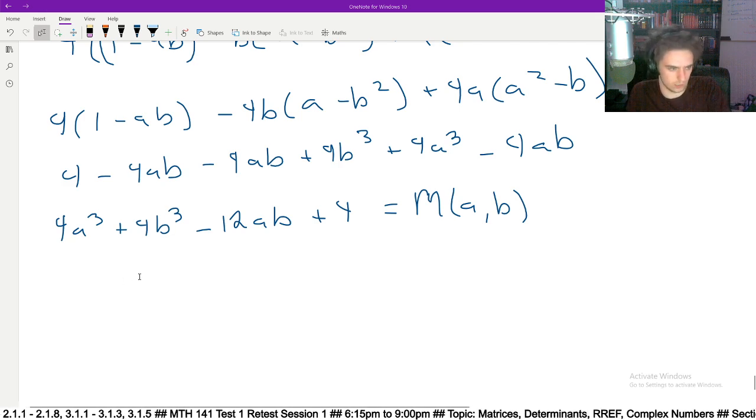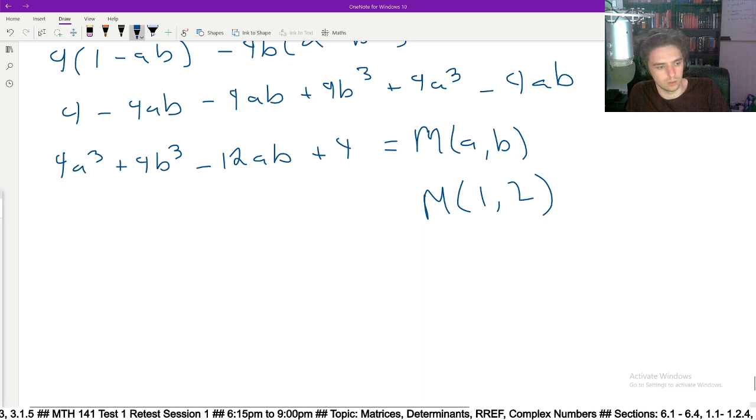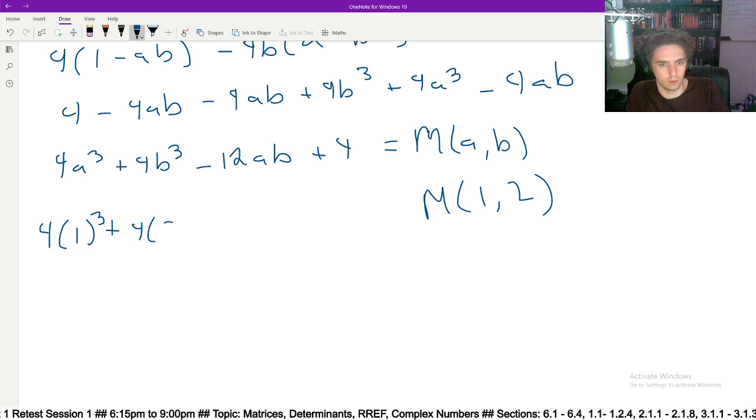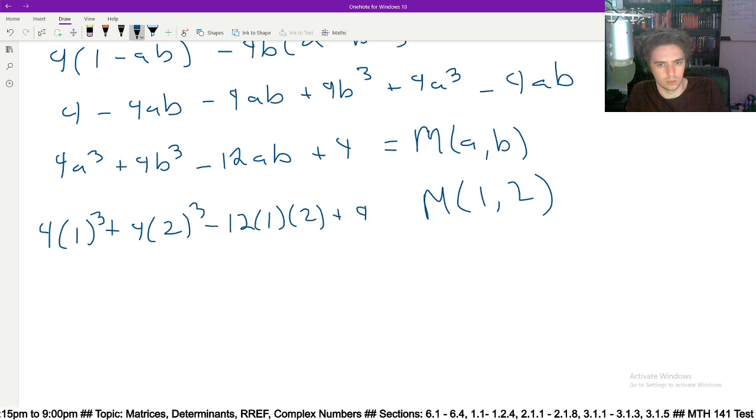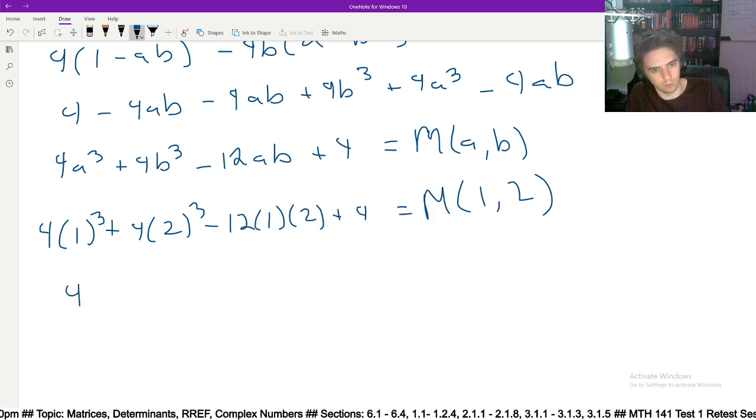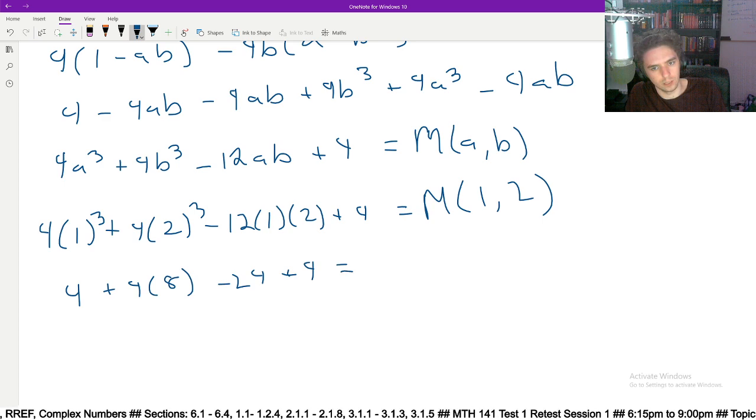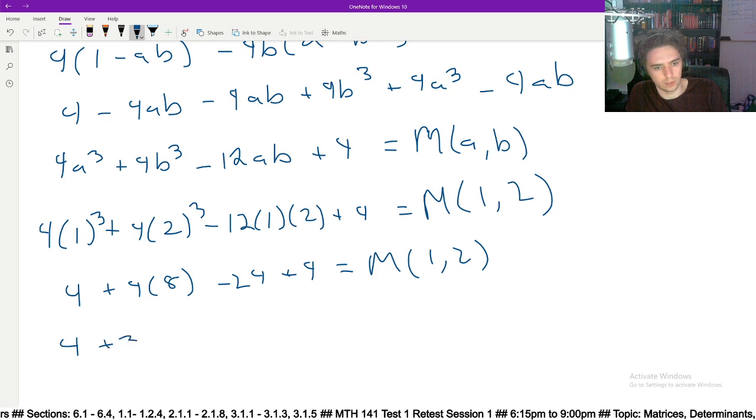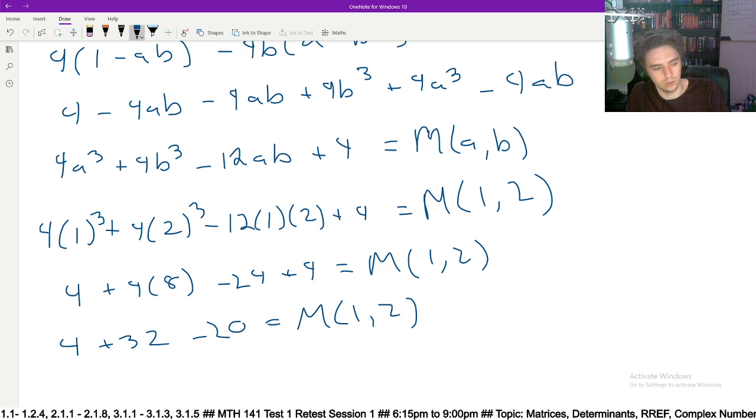Now use the result to solve for m(1,2). So it's just a function, right? So we just say 4 times 1 cubed plus 4 times 2 cubed minus 12 times 1 times 2 plus 4 equals that. So 2 cubed is 8. So I'll just say 4 times 8 minus 24 plus 4 equals m(1,2). 4 times 8 is 32, so 4 plus 32 minus 20 equals m(1,2).